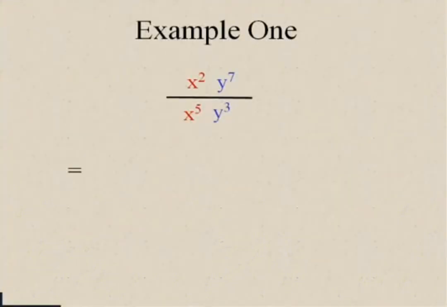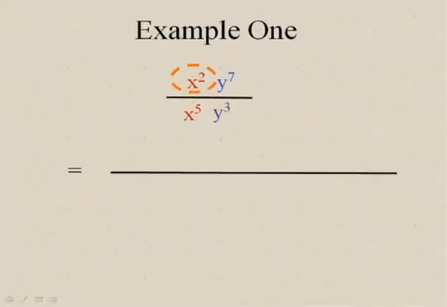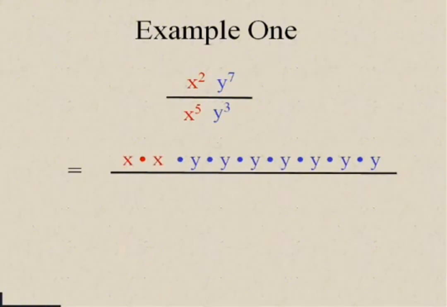Now what am I gonna do? Well, in this problem, let's break up each of the expressions and see what they're equal to. And then we'll look for 1s. Doesn't x squared really equal 2 x's multiplied? Y to the 7th is 7 of them. X to the 5th is 5 x's. And y to the 3rd is 3 y's.